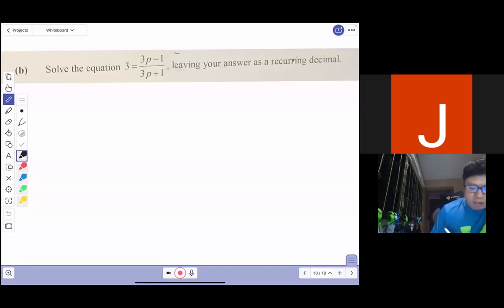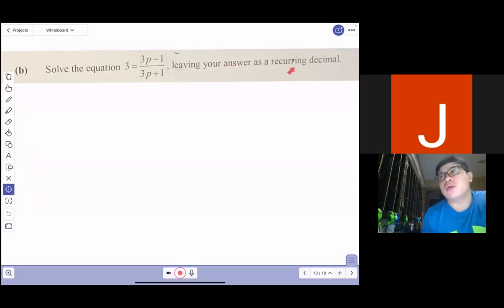So for this question, we are supposed to solve the equation, leaving the answer as a recurring decimal. So if the answer is a recurring decimal, likely the answer is going to be a fraction, because recurring decimals usually are fractions.